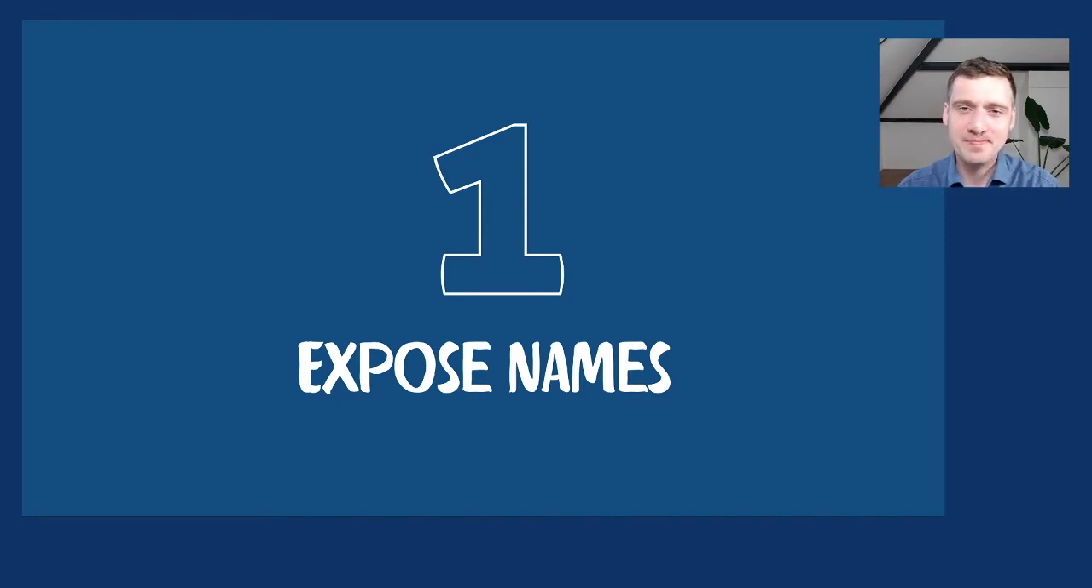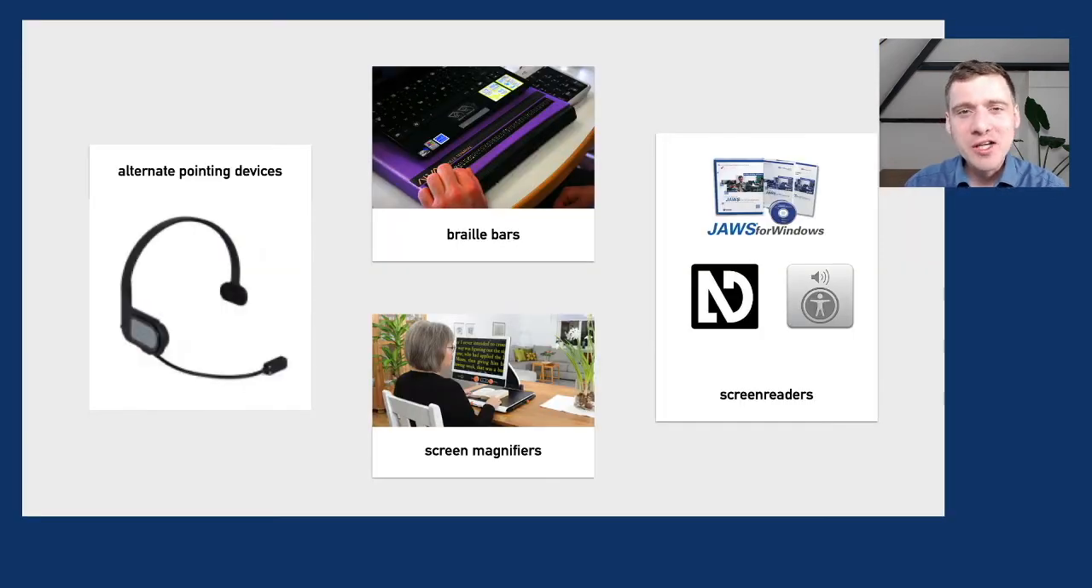Expose names. Now, exposing names is something you do for people who use assistive technologies. And assistive technologies are bits of technology that allow people to use the web in ways that are less than traditional, but that make it really work for their specific situation. So for instance, someone who is blind might understand Braille. So there is this Braille bar that you can attach to a computer, and it will in real time translate what happens on the screen into Braille.